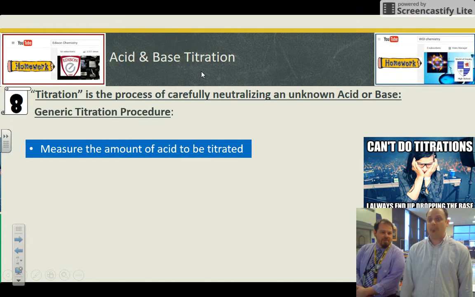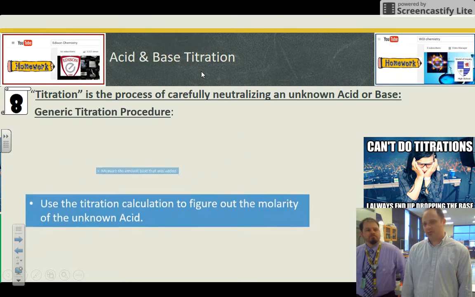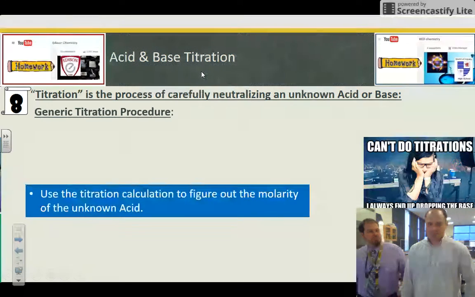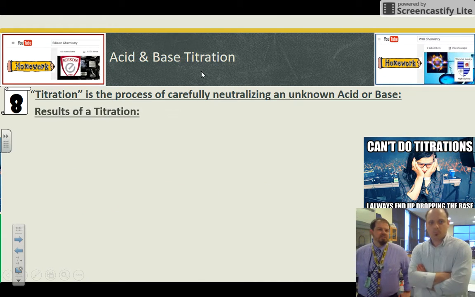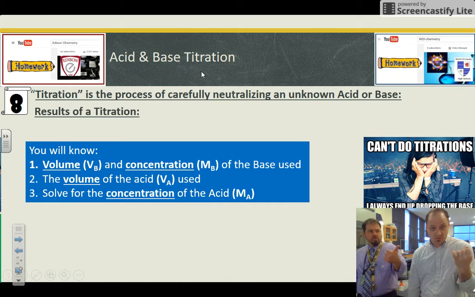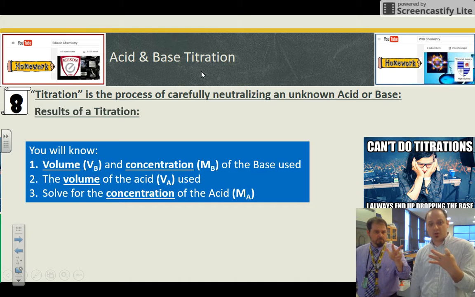Drop the base. So we're going to measure the amount of acid first, like we said. Put it in a flask. Then we're going to use the titration calculation to figure out the molarity of this unknown acid. In the results of a titration, you're going to have 3 values: the volume of the base, the concentration of the base, and then the volume of the acid that you measured. And you're not going to know the concentration of the acid.